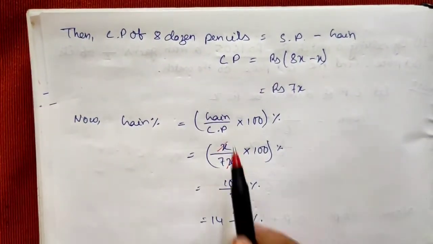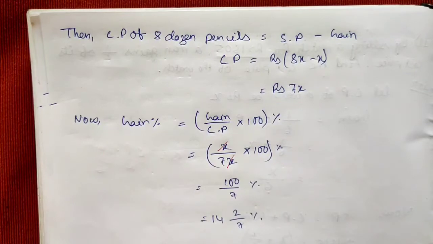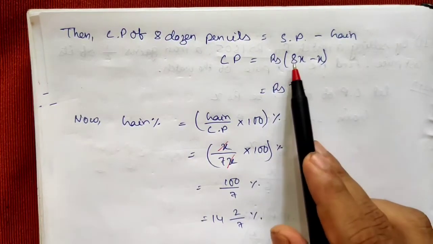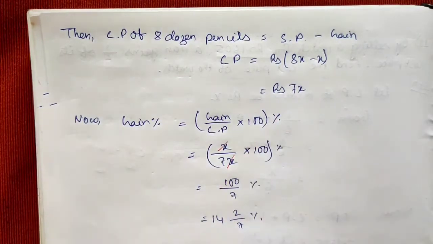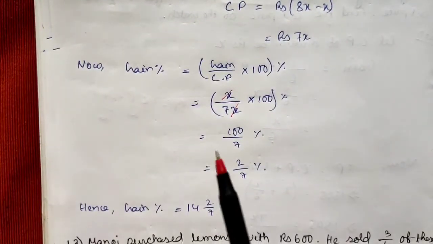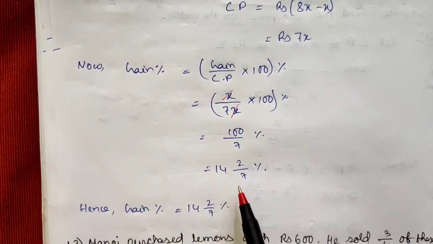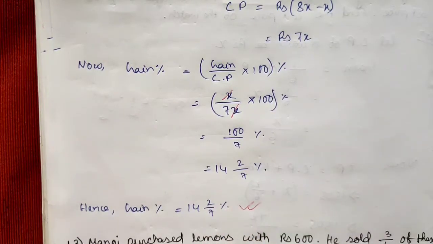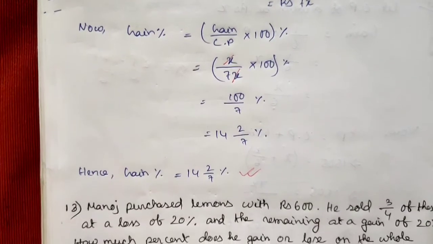Clear? In gain percent we have gain as well as CP. Gain we already know, that is x. Now CP we found from SP minus gain. So after solving this we found that the gain percent is 14 2/7%. Okay, clear? Now let's move to our next, that is question number 13.